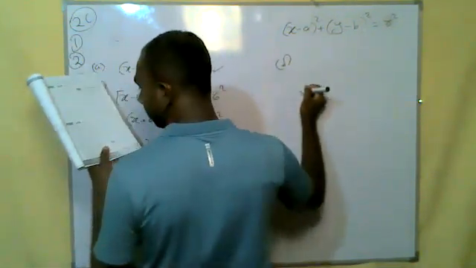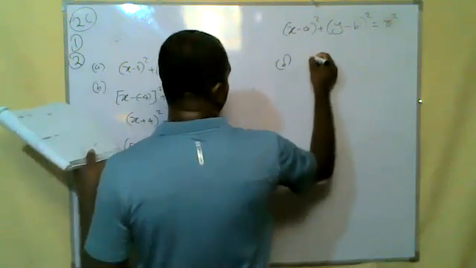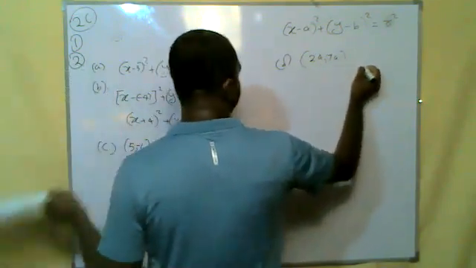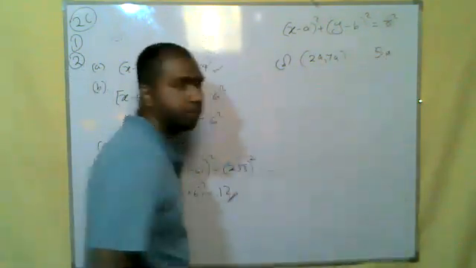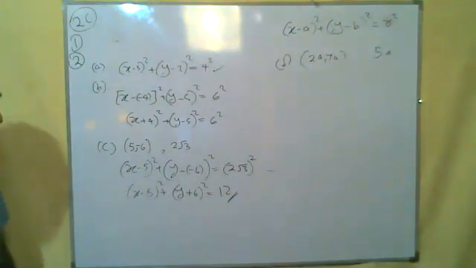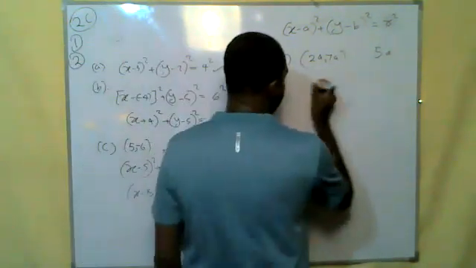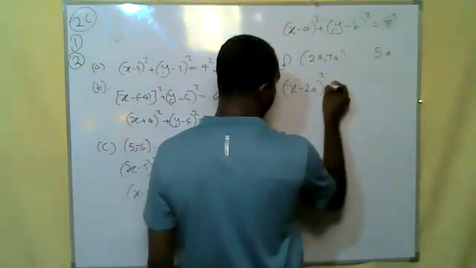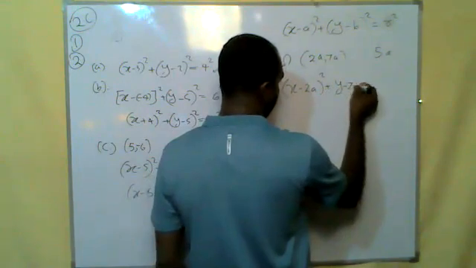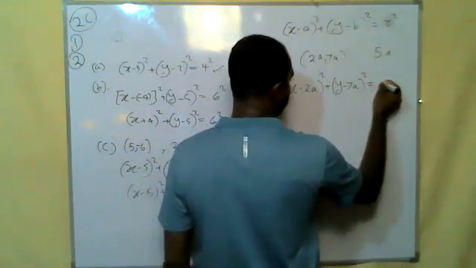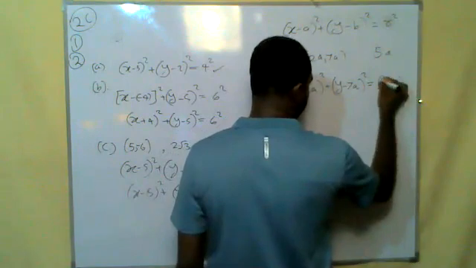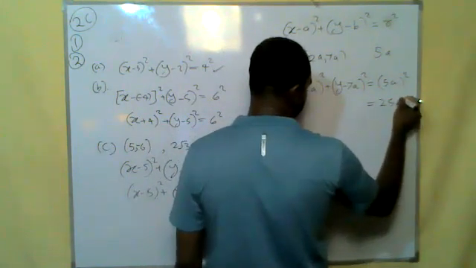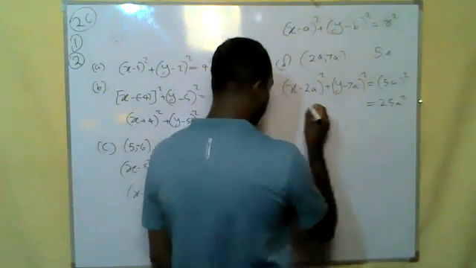What do we have for D? (2a, 7a), and the radius is 5a. So your equation will have the a. So (x minus 2a) to the power 2 plus (y minus 7a) to the power 2 equals (5a) to the power 2. Or if you solve this a little, you can keep it as 25a to the power 2.